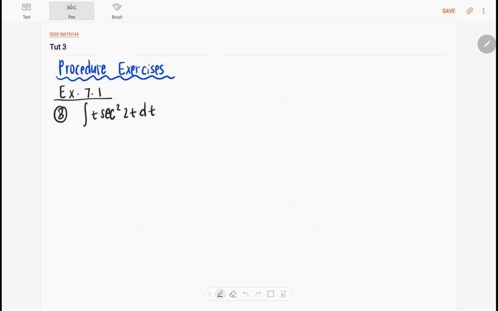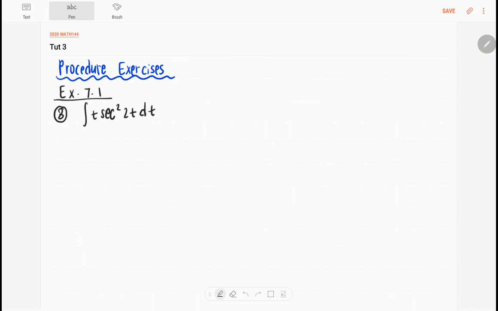We are starting with exercises similar to the procedure exercises, and the first one we're looking at is under the exercises in section 7.1 of your textbook, and it's number 8. It says the integral of t sec squared of 2t dt. Section 7.1 is on integration by parts, so we're going to use integration by parts here.